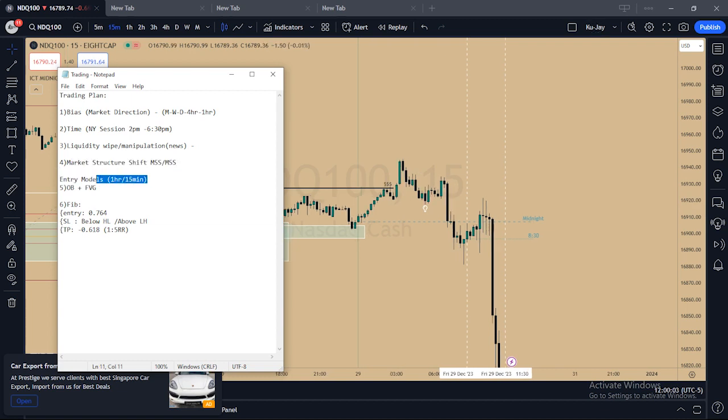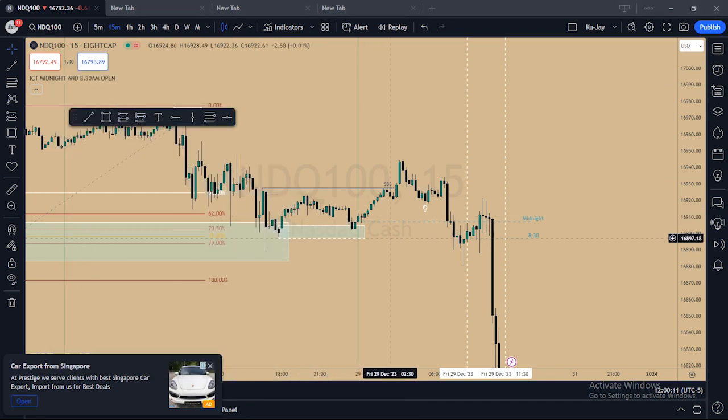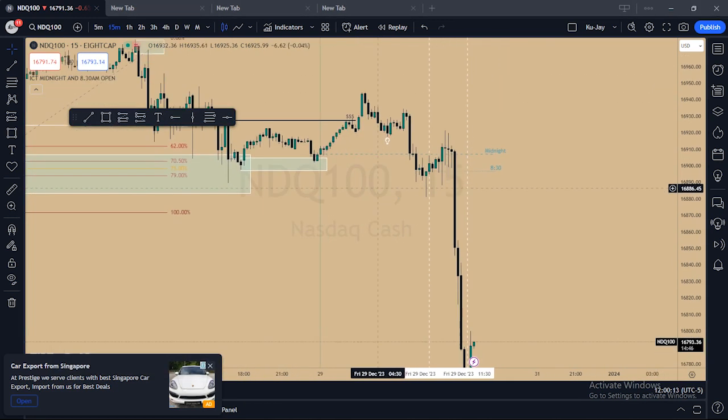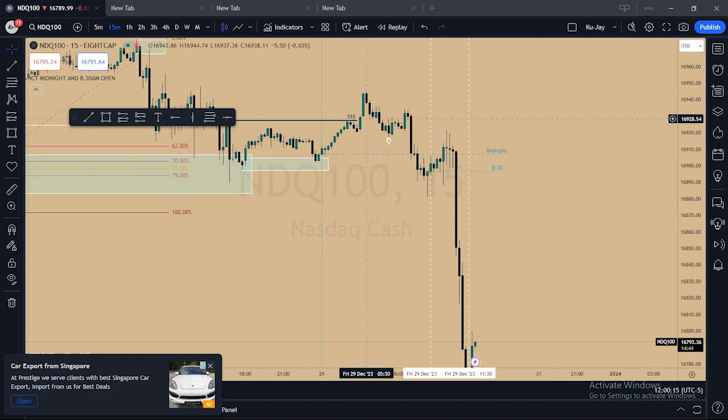Then my entry model from the 15 minutes, remember I'm on the 15-minute time frame there. So I use the Fibonacci and order block, especially when it comes to indices. After liquidity was taken here, there was a break of market structure, a market structure shift here. After seeing this, I knew a fair value gap was created. This fair value gap was created.